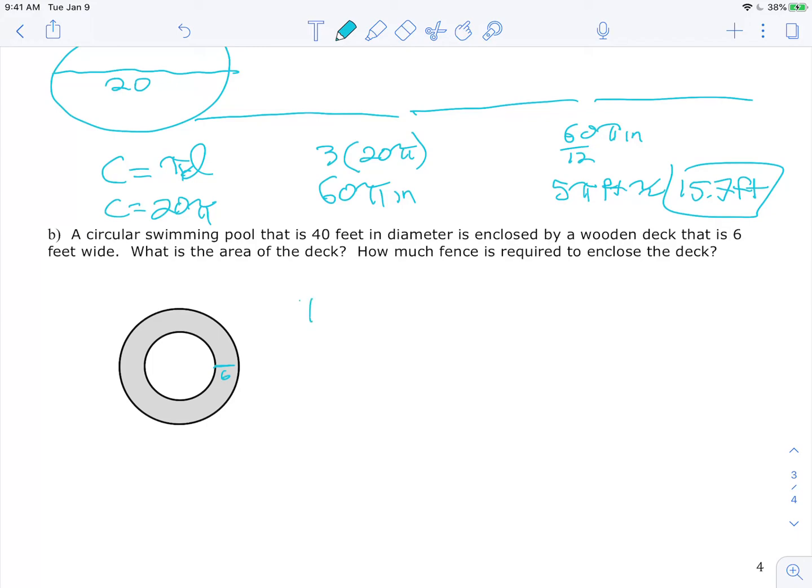So again, it's always a good idea to come up with a plan. So hopefully you guys could see that we're actually dealing with 2 circles. We have a giant circle here, okay, and then we have another smaller circle here. So we can find the area total minus the area of the pool, and that would give us the area of the deck.